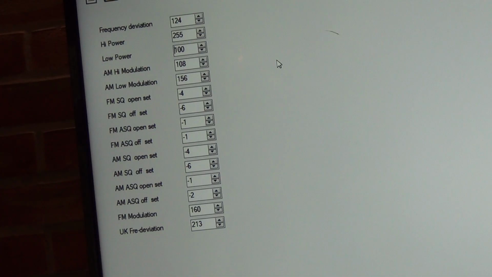Was the squelch everything like that? Everything was fine. Again, it was a little bit higher than I would like, but it worked. You could set it to full, and it came on at some point, so that's fine. And the sensitivity was fine. So we've got FM modulation and UK frequency deviation. Ah, right. So you've got frequency deviation at the top, which is the CPT one, and you've got the UK frequency deviation at the bottom. So the two are separate.